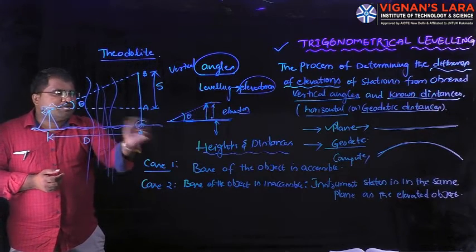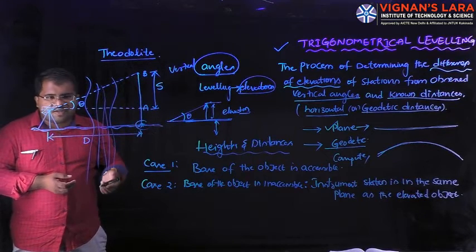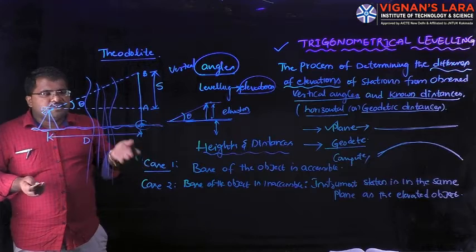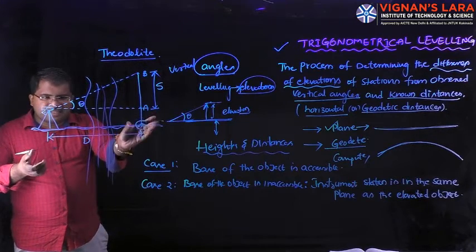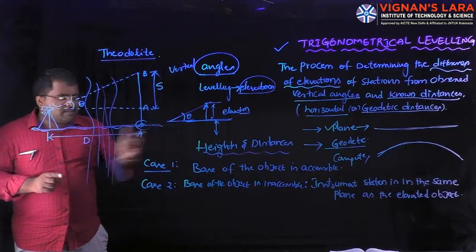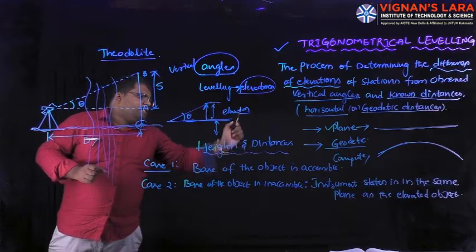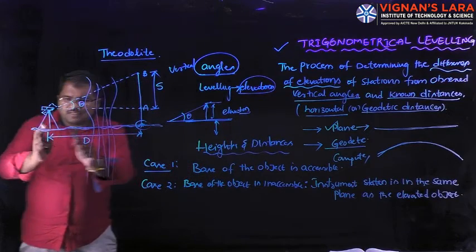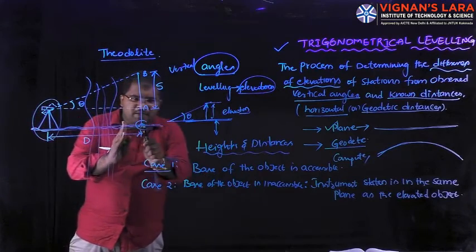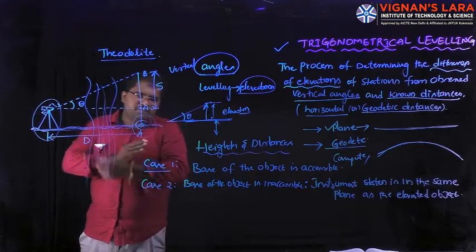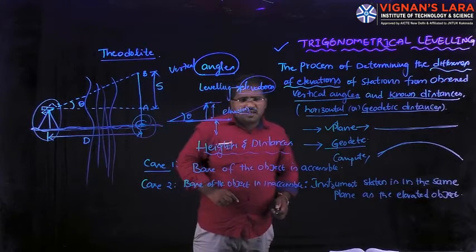We are not going to see this. Suppose this point may be on the hillside, in the forest also, where we can't go and see the base point. The thing is, now the base is inaccessible. Now what he told: the instrument station is in the same plane as the elevation object. This is the instrument station. This instrument station is in the same plane as the base of the object. Okay, the object is in whichever plane, the instrument is in that same plane.